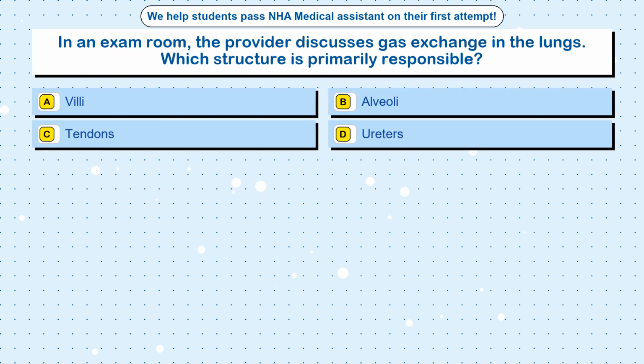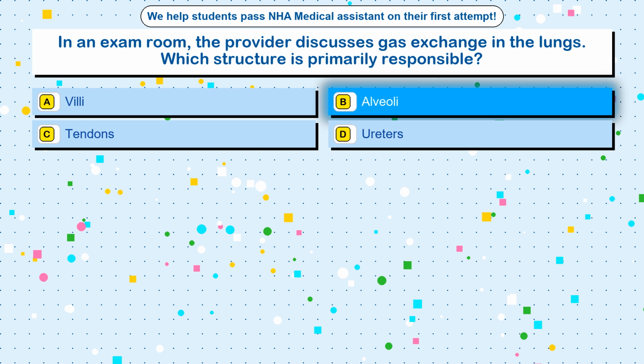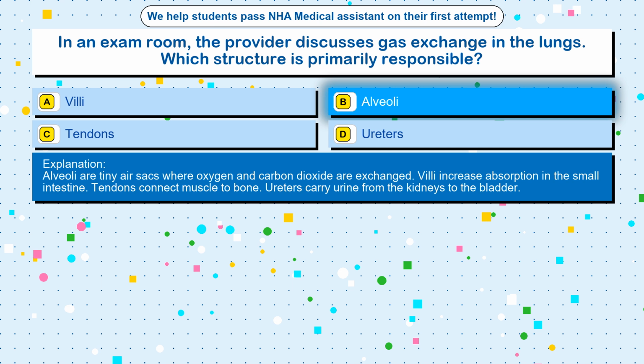Question 34. In an exam room, the provider discusses gas exchange in the lungs. Which structure is primarily responsible? Option A, villi. Option B, alveoli. Option C, tendons. Option D, ureters. The correct answer is option B, alveoli. Alveoli are tiny air sacs where oxygen and carbon dioxide are exchanged. Villi increase absorption in the small intestine. Tendons connect muscle to bone. Ureters carry urine from the kidneys to the bladder.